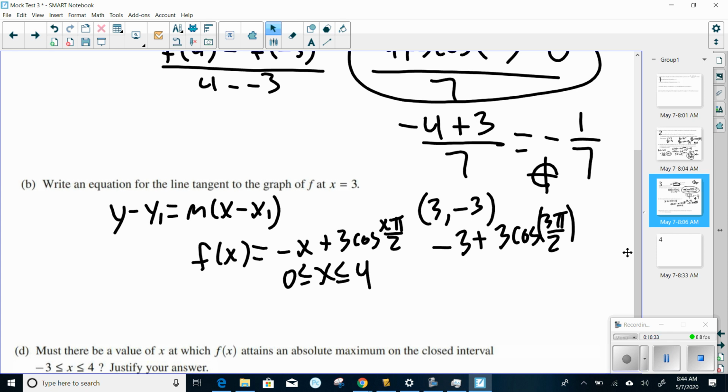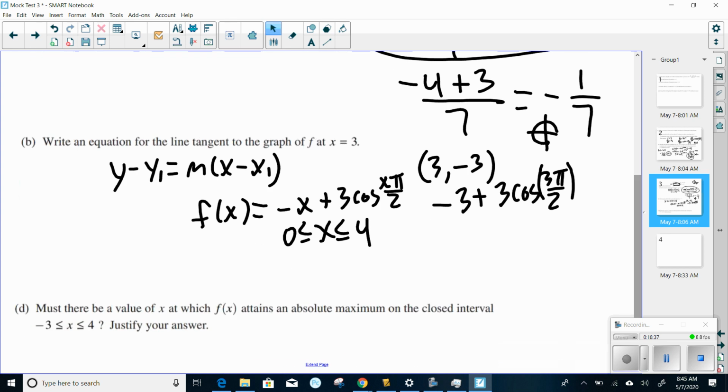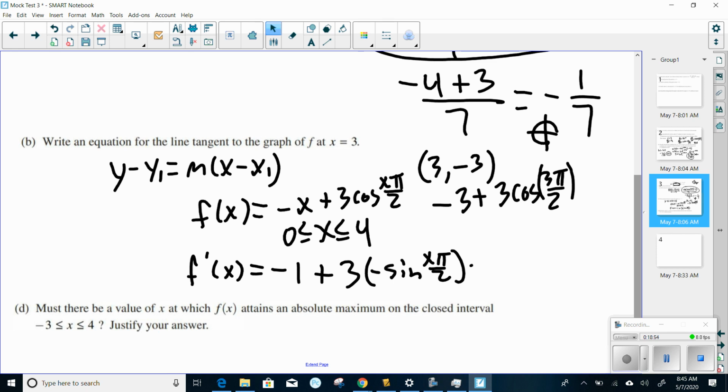Okay, so let's go ahead and take the derivative of that. So f prime of x would be negative 1 plus 3 times the derivative of cosine of x pi over 2, which is negative sine of x pi over 2, times the derivative of the inside. The derivative of x pi over 2 is just pi over 2.